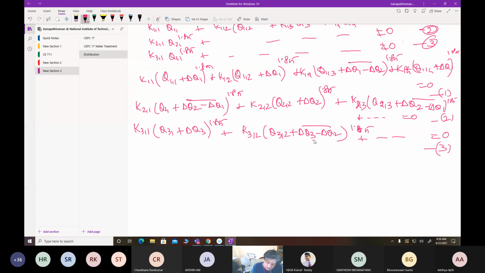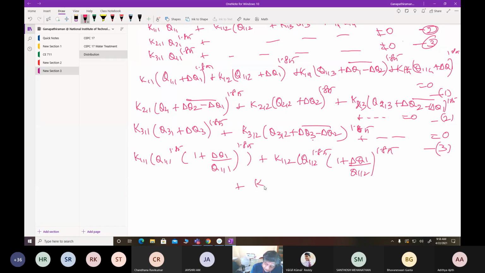I consider this a single entity. Then I remodify the first equation: K11 Q11 to power 1.85 into 1 plus delta Q1 by Q11, the whole to power 1.85, plus K12 Q12 to power 1.85 into 1 plus delta Q1 by Q12 to power 1.85, plus K13 Q13 to power 1.85 into 1 plus delta Q1 minus delta Q2 by Q13 to power 1.85, plus and so on, equal to 0. This is equation number 1.